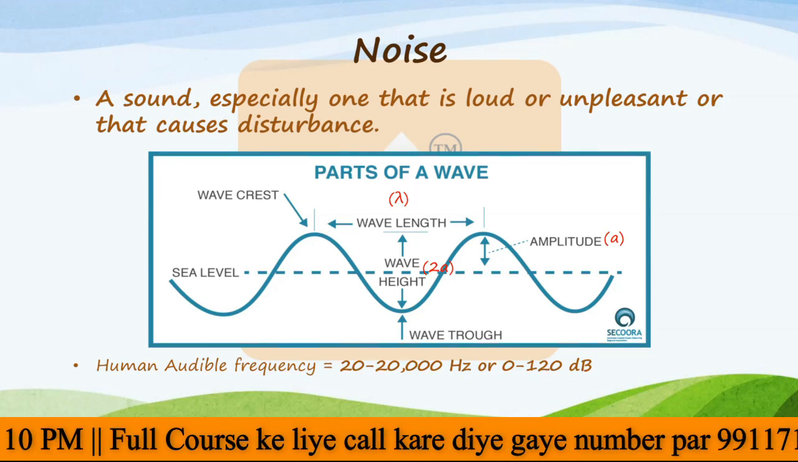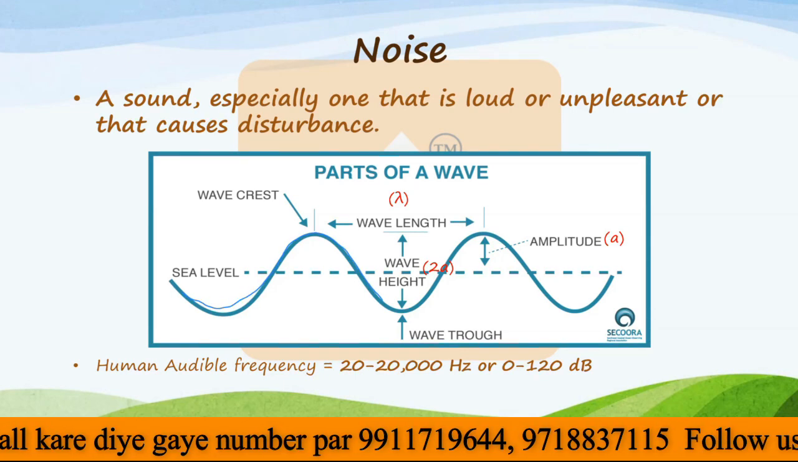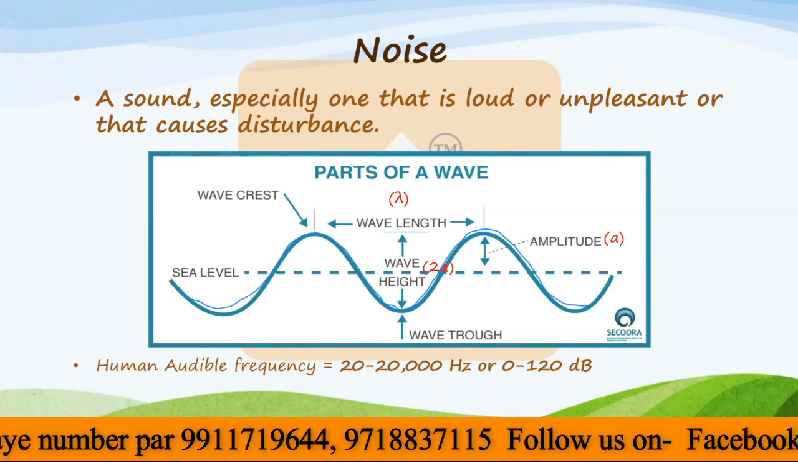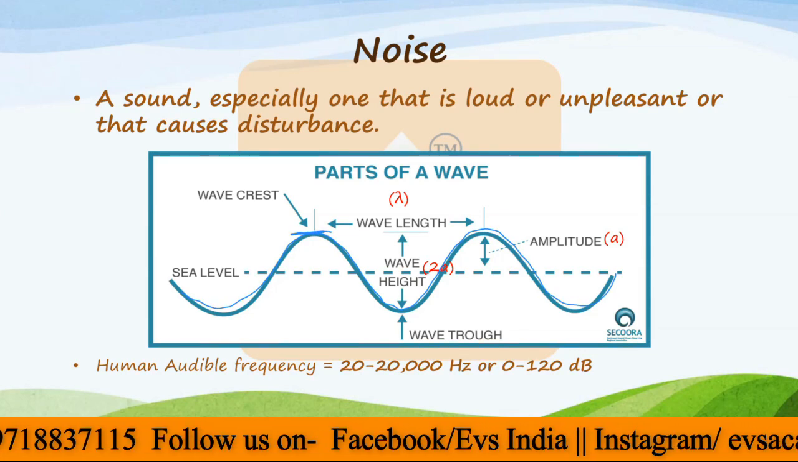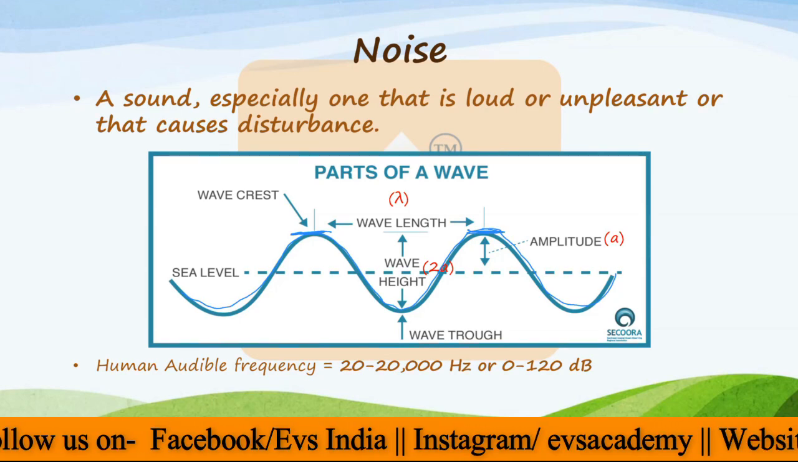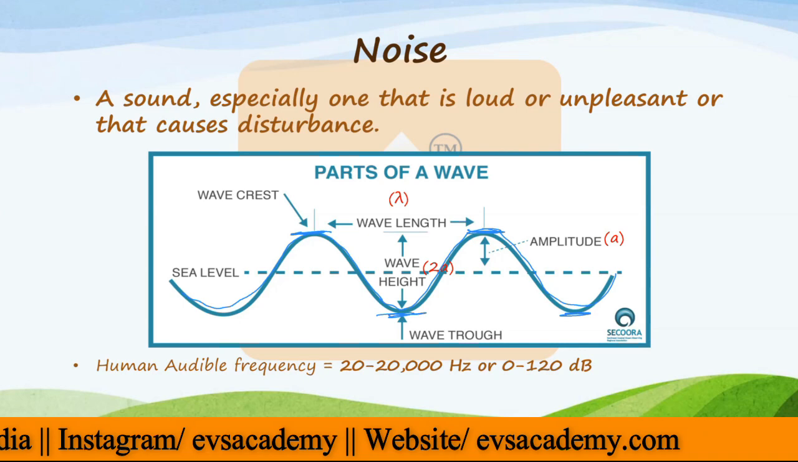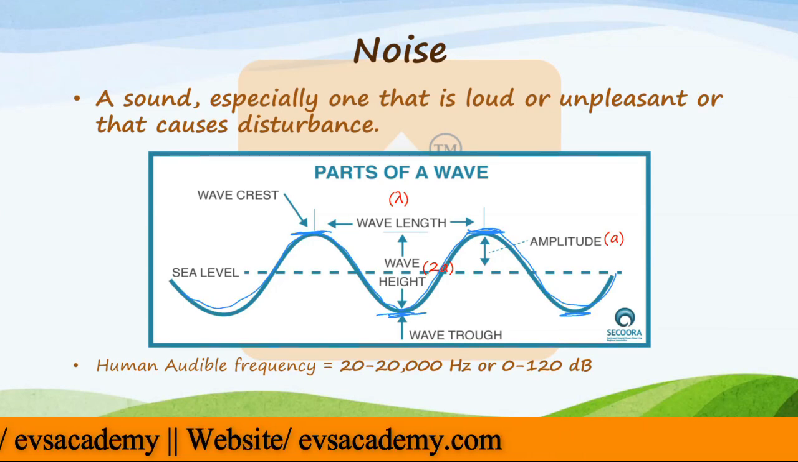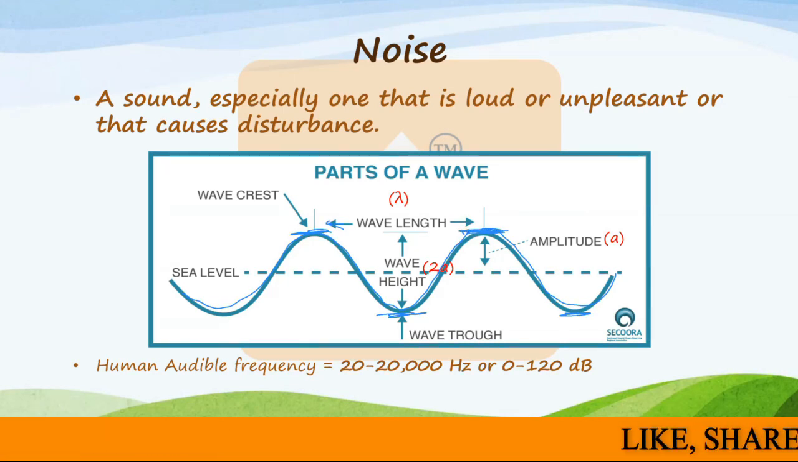So let's see the different parts of a wave here. So this is the wave, and here you can see it is going in an up and down motion. This portion is called the crest, which is going upside, and this portion is called the trough, which is going downside. Here, starting from this crest up to this crest, this particular portion is called the wavelength, which is denoted by lambda.